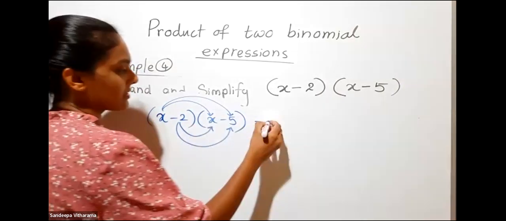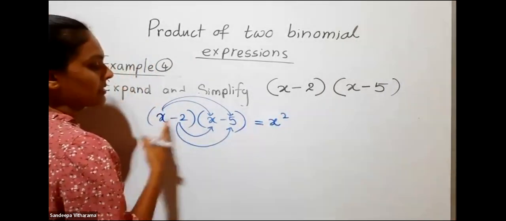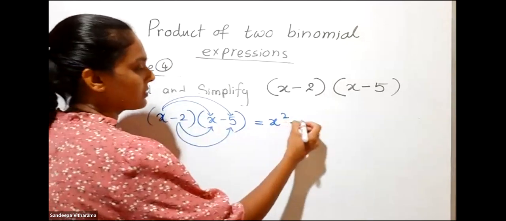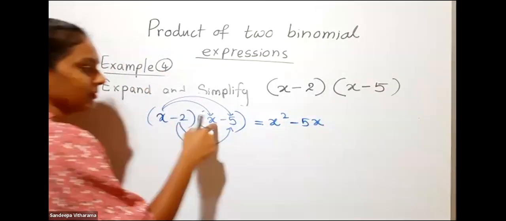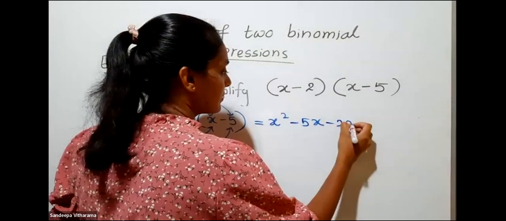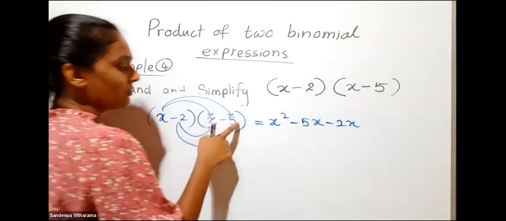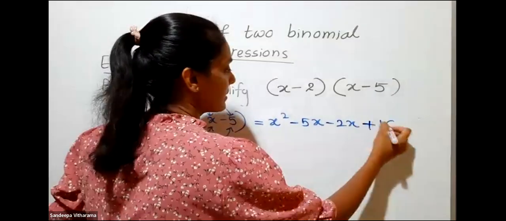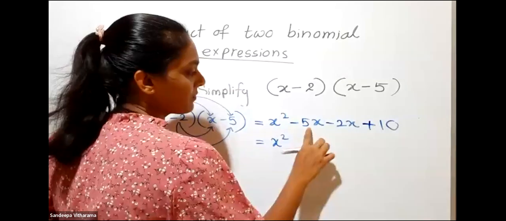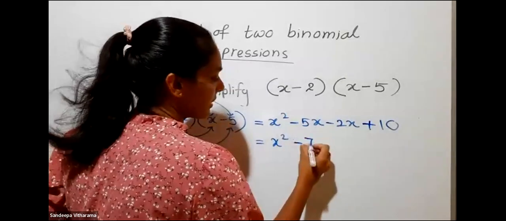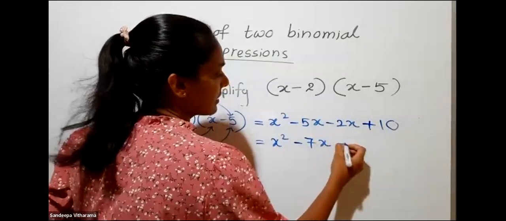X into x, it's x squared. X into minus 5, it is minus 5x. Minus 2 into x, it's minus 2x. Minus 2 into minus 5, it's plus 10. Then x squared minus 5x minus 2x is minus 7x, add 10.